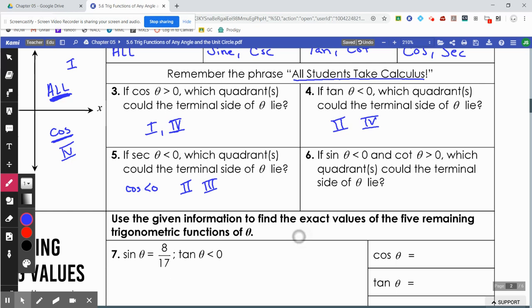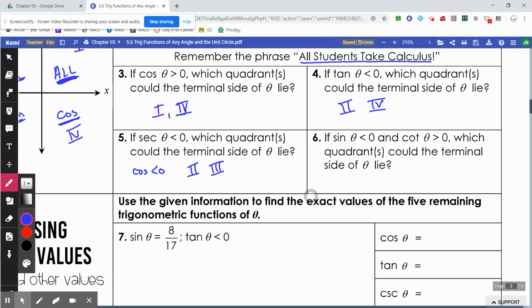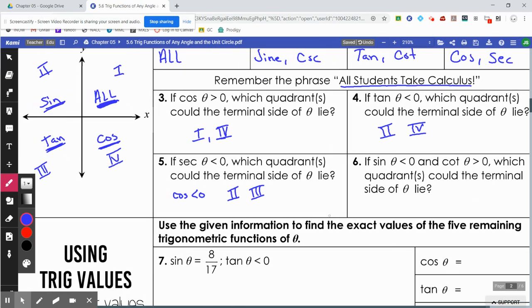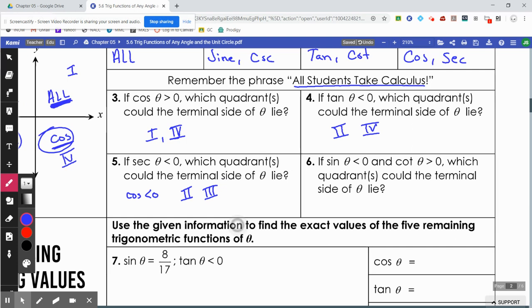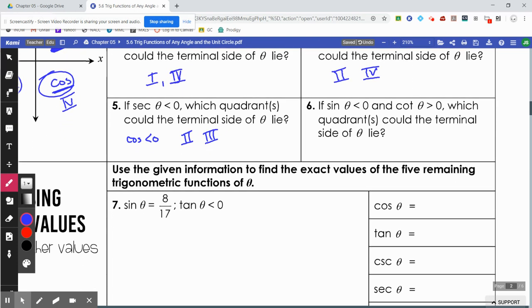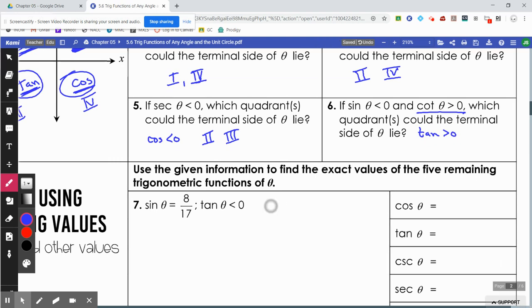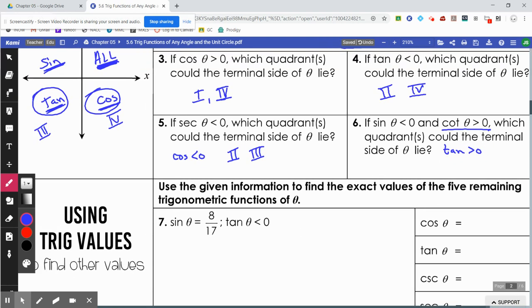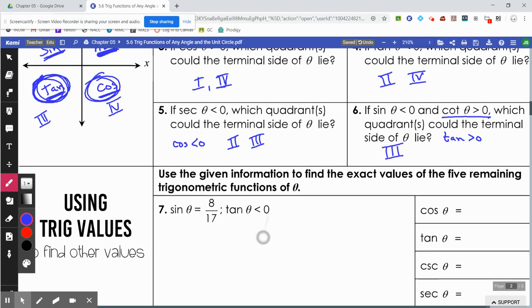And finally, number 6, if sine is less than 0, so that means sine is negative. Let's stop there for a second. Sine is positive here and here. Sine is negative here and here. So sine is negative and cotangent is positive. Now, if cotangent is positive, that means that tangent is positive. Which quadrant are we in? So sine is negative, so that means we're either here or here. However, tangent is positive, so that means we have to be here. We would only be able to be in quadrant 3.